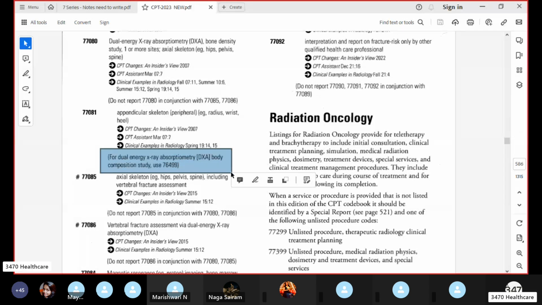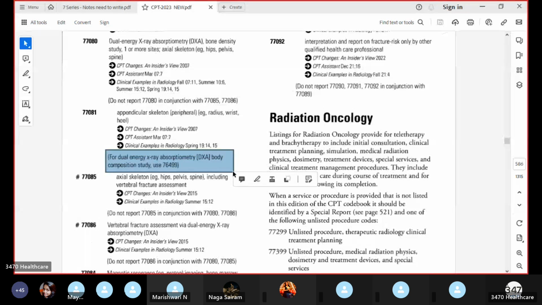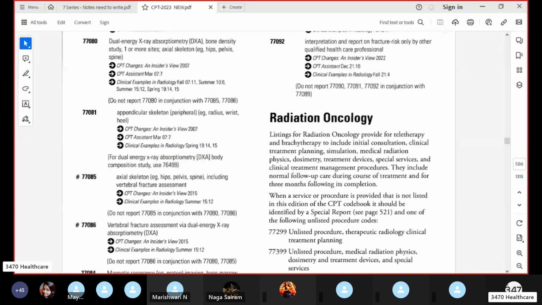Use 76499. We are stating use 76499 for dual energy X-ray absorptiometry. Need to use the code 76499. Okay, so this one you need to know.